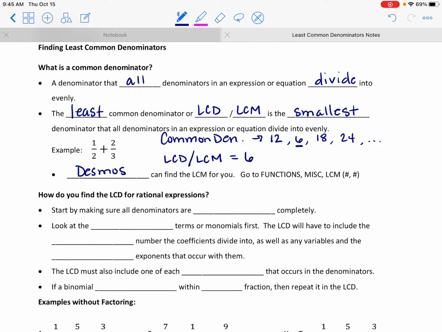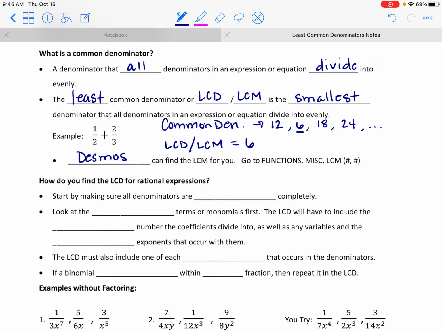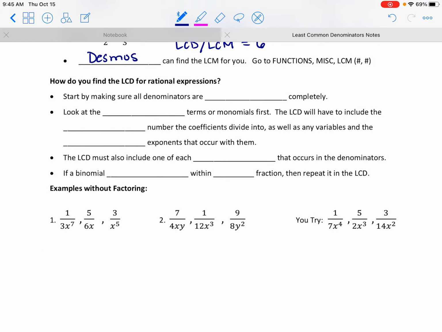Now, how do we do this for rational expressions? We're going to start by making sure that all of our denominators are factored completely, so we can see what components are involved. Then we're going to look at the single terms first, the monomials. If each of our denominators has any single terms, we're going to look at those first.